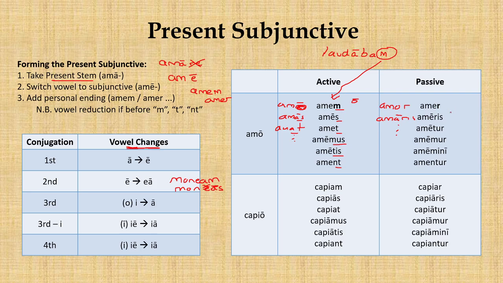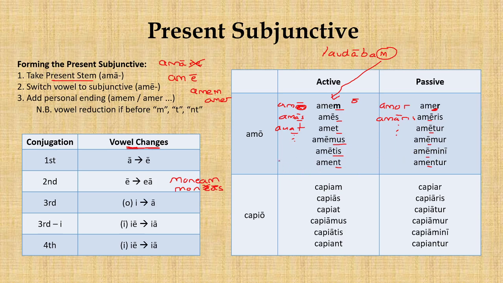Otherwise, our passive forms actually follow this pattern in the first conjugation exactly how you would expect. Amer, ameris, ametur, amemur, amemini, amentur. So notice as well, we have our normal present stem, and then we just change our vowel from long A to long E, and then just stick our endings on it. So very, very simple and very consistent.